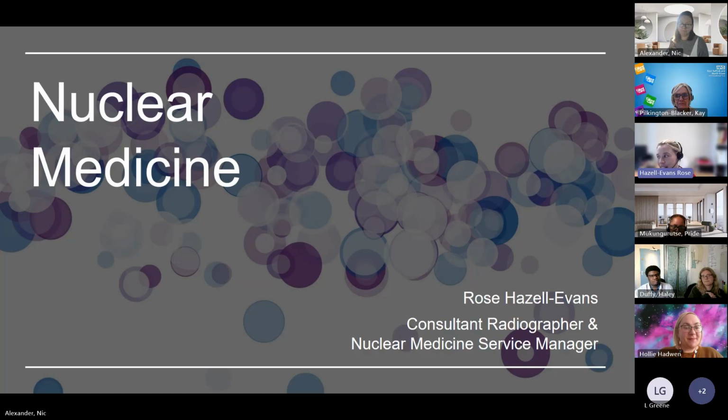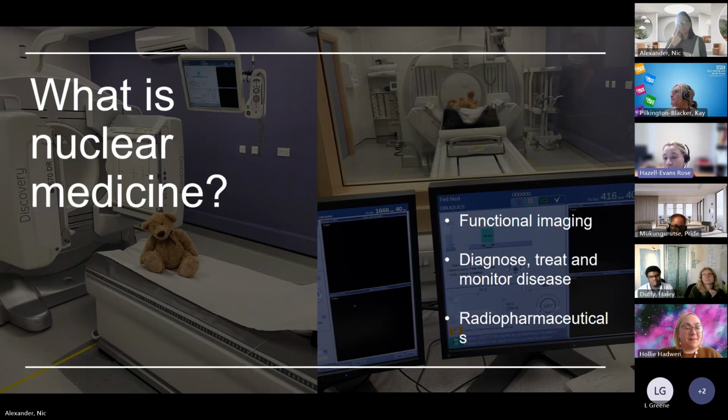So what is nuclear medicine? New slide, please. It uses a small amount of radioactive material to diagnose, treat, and monitor disease. What I've always found fascinating about the modality is that we're looking at how things work rather than what they look like anatomically. This is called functional imaging. So we image slightly differently to other modalities.